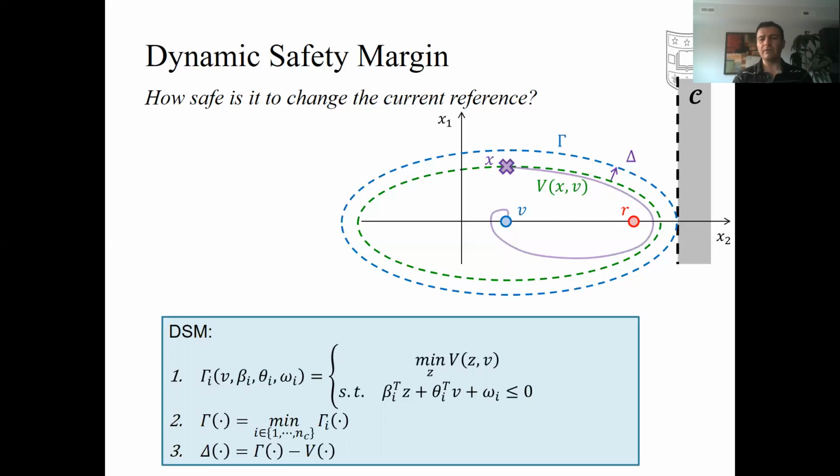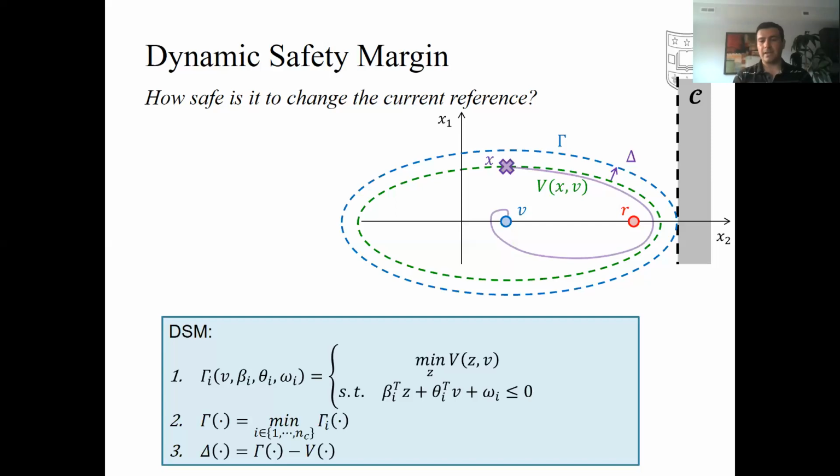Here, we have two notes. The first one is regarding step 1. Even though it's an optimization problem and we should solve it at each time instant, we know that if the Lyapunov level set is a quadratic function, or it can be lower bounded by a quadratic function, we have a closed form solution for this optimization problem. So in this case, we don't need to solve this optimization problem at each time instant. We can just use that closed form solution.